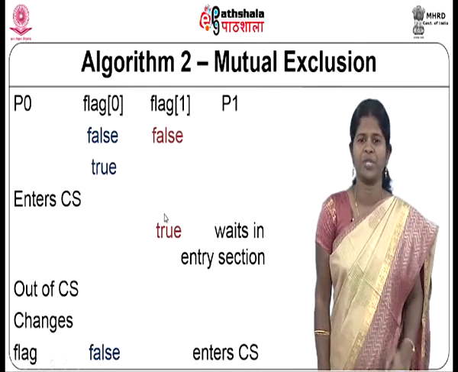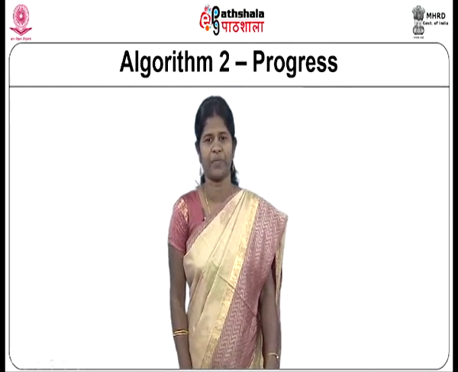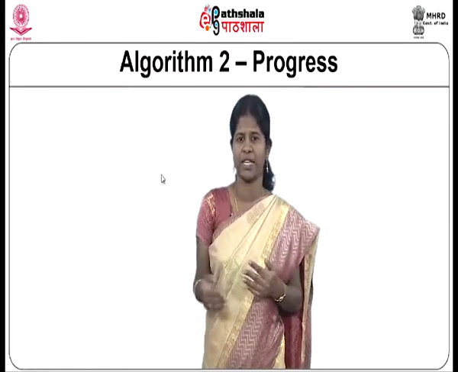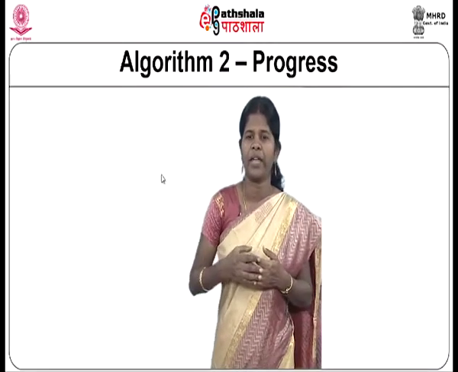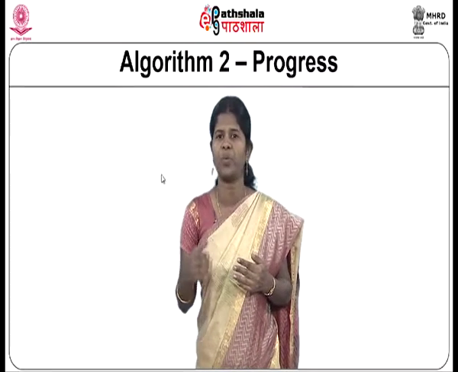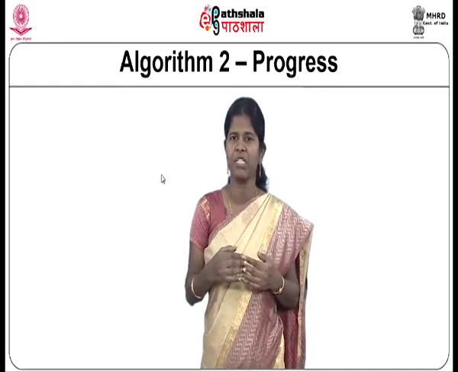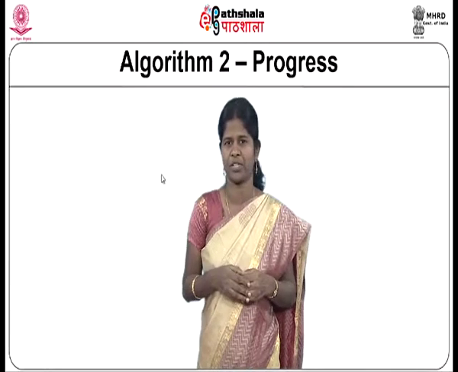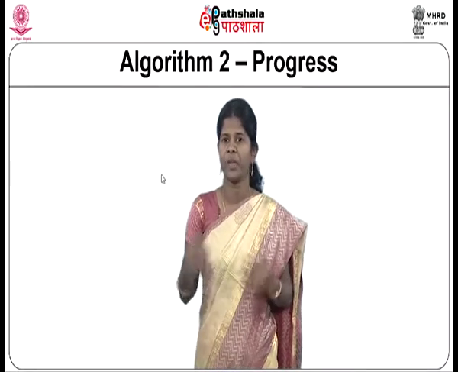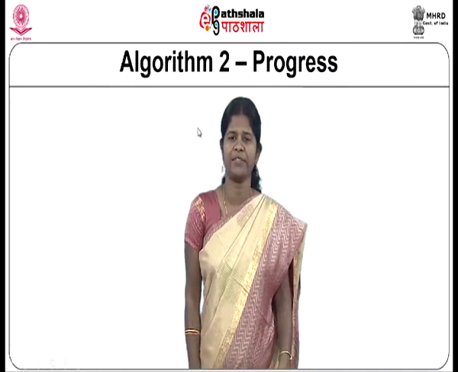Now we will move on to see if this algorithm satisfies progress, that is the second condition. So what is progress? When two processes try to enter the critical section at the same time, one process should not be made to wait continuously or indefinitely. There should be a chance for both the processes to enter the critical section. So that is progress, or both the processes after wanting to enter the critical section should be able to progress. We will see if this algorithm is satisfying this or not.